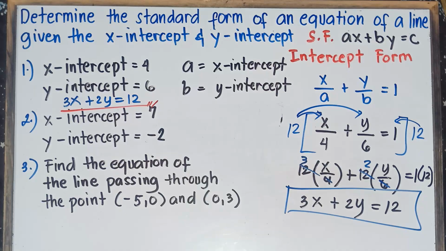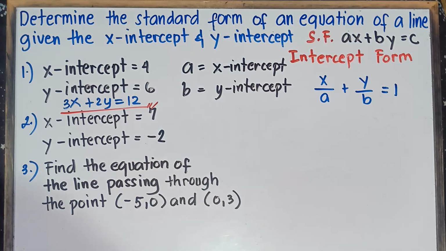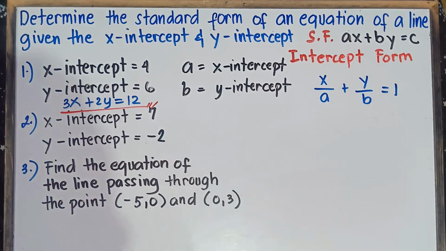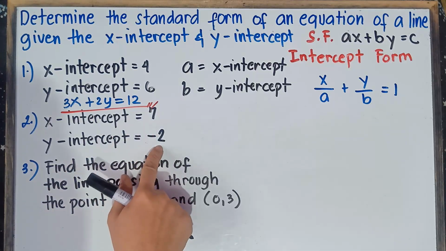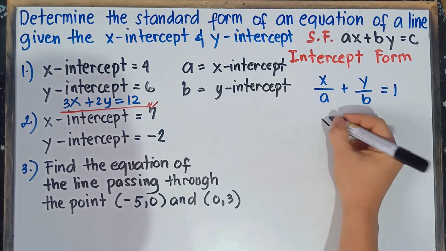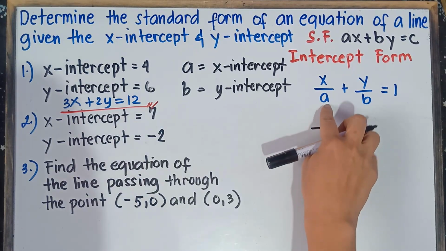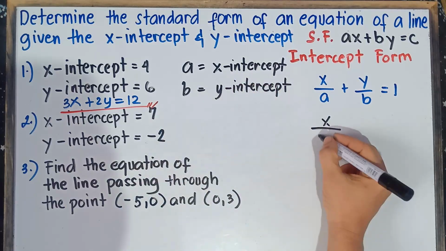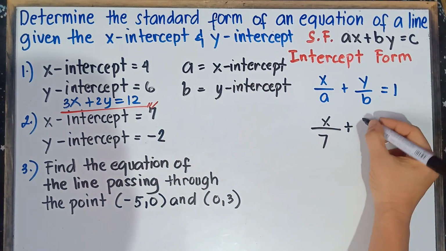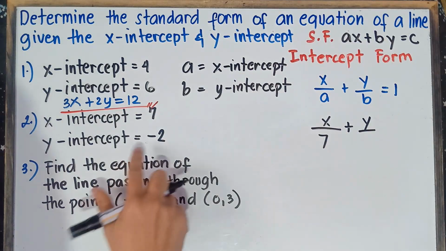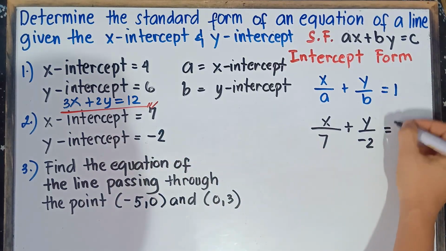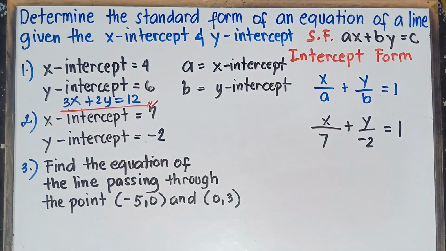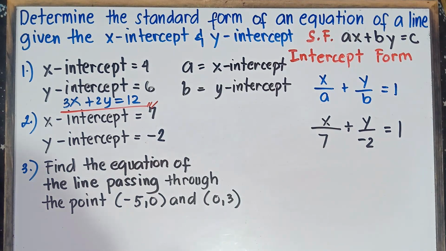Alright, so let's proceed now to example number 2. So our given x-intercept, that would be 7, and then y-intercept, that would be negative 2. Alright, let's do that. So copy x, and then x-intercept. Once again, a, that would be x-intercept, that would be 7. Copy plus sign, and then copy y. Y-intercept, or the value of b, that would be negative 2, equals copy positive 1.